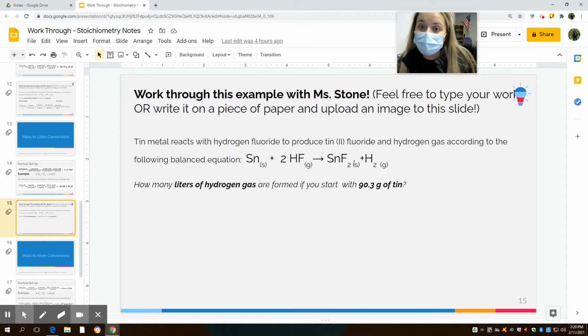We're going to work through this together, all right? So we're still working with the same reaction. Tin plus hydrofluoric acid or hydrogen fluoride yields tin 2 fluoride and hydrogen gas, okay? So the question here is how many liters of hydrogen gas are formed if you start with 90.3 grams of tin?